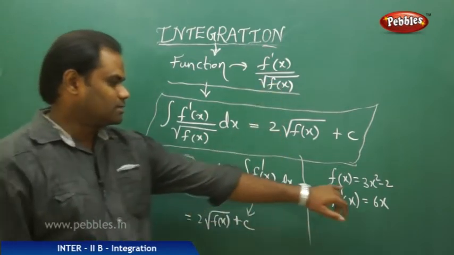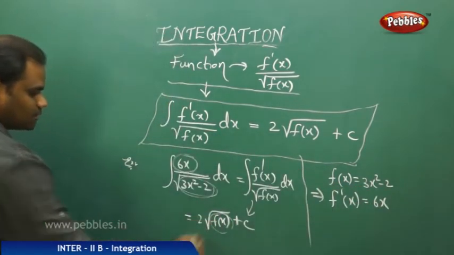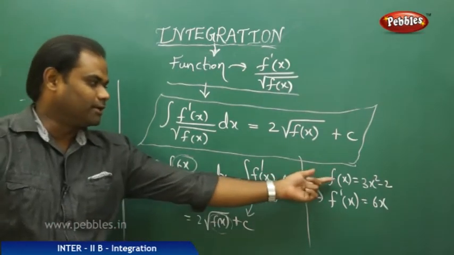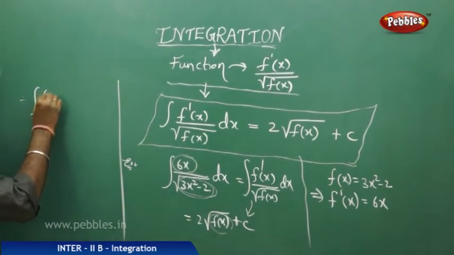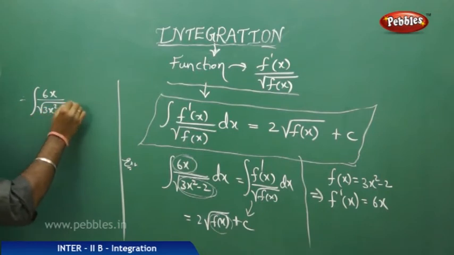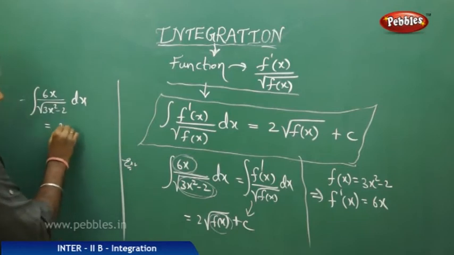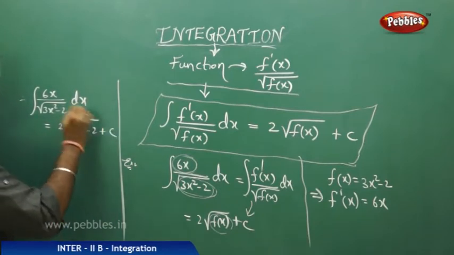But my f of x is 3x squared minus 2, which I substitute inside the root. So therefore, we have this formula substituted with f of x equals 3x squared minus 2, and hence integral of 6x by root 3x squared minus 2 dx reduces to 2 root of 3x squared minus 2 plus c.